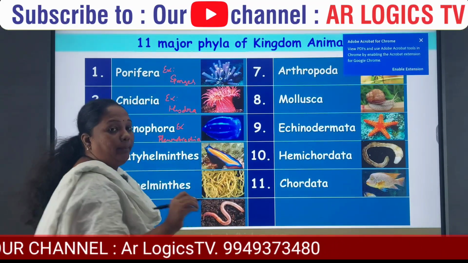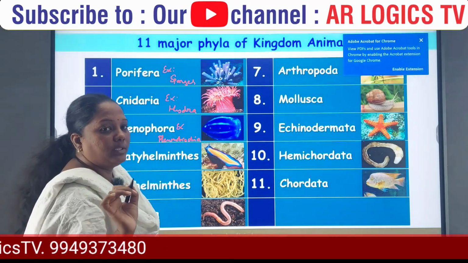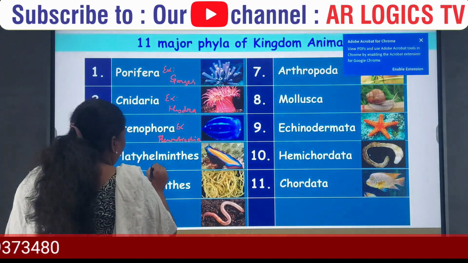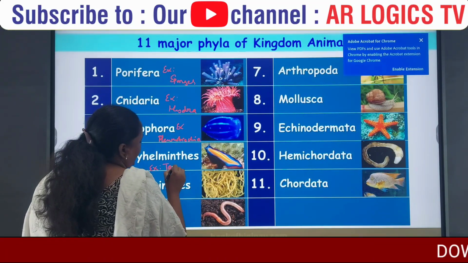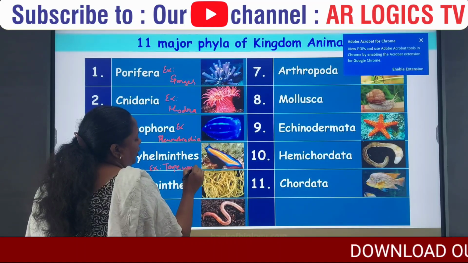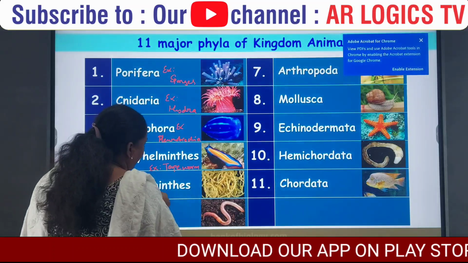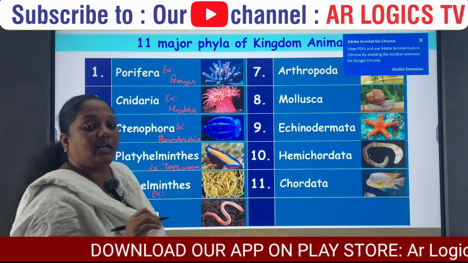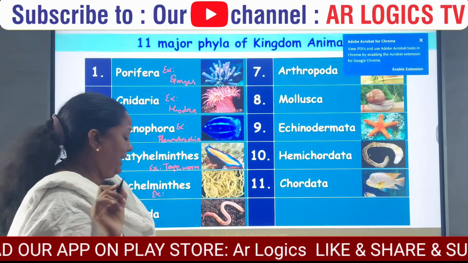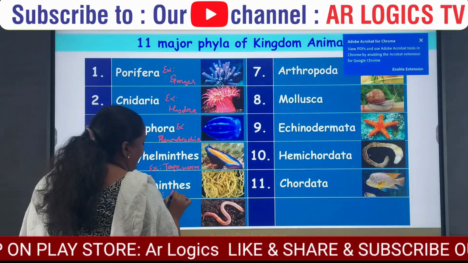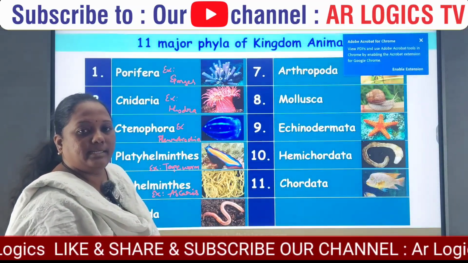Next, our Platyhelminthes phylum. Platyhelminthes means flatworms. The example of Platyhelminthes is tapeworm. You know what tapeworm is? Tapeworm is called Taenia solium. Next, Aschelminthes. Aschelminthes are roundworms. For example, roundworms are Ascaris. You know Ascaris lumbricoides, which causes diseases.